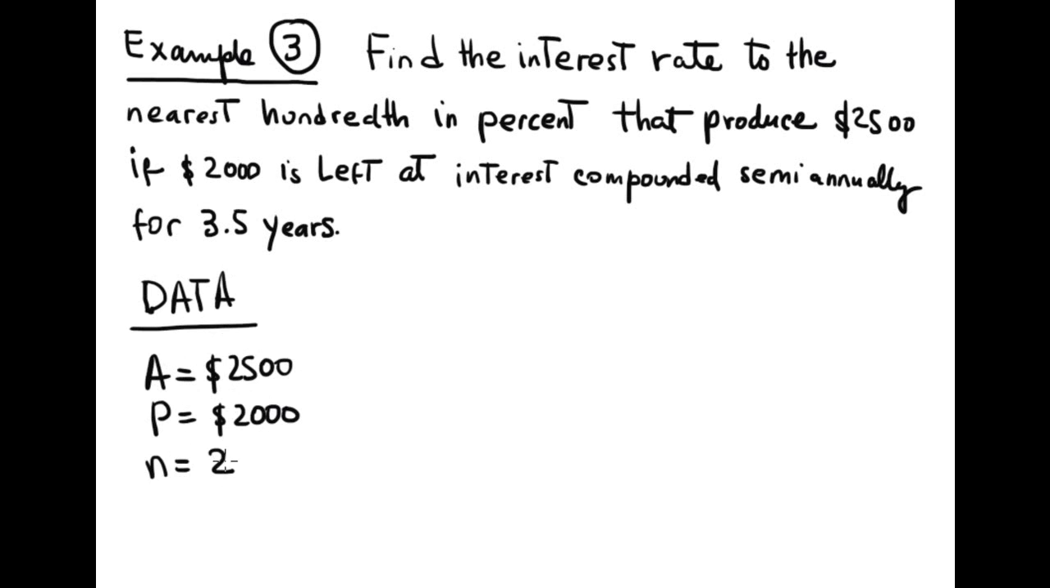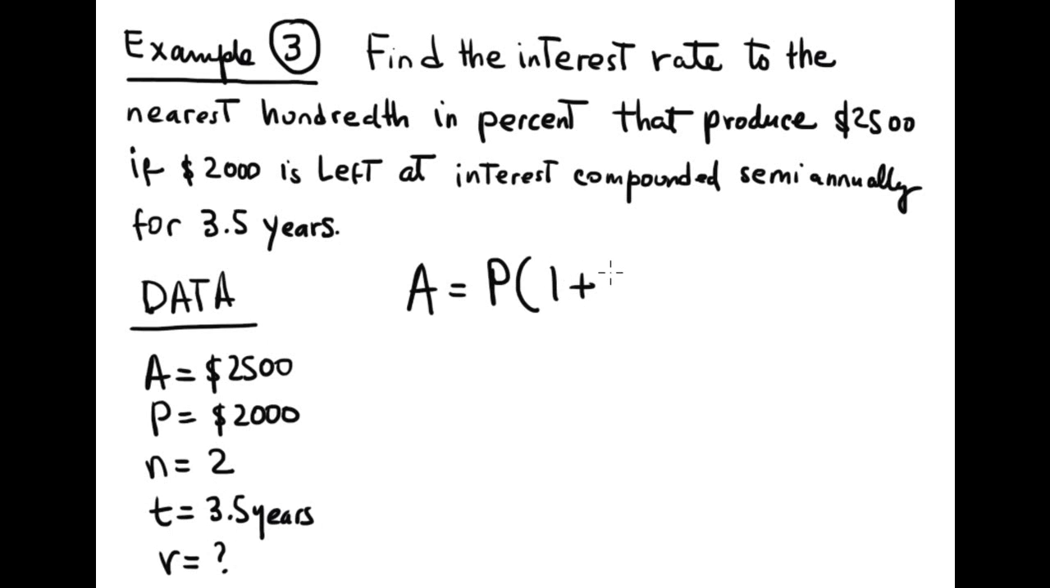Compounding is 2 because it's semi-annually. The problem says semi-annually. And T is 3.5 years. We need to find R. Okay, one more time we're using the famous formula. Future value is equal to present value times (1 plus R over N) raised to the NT.